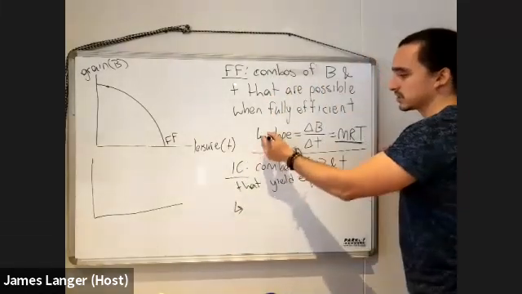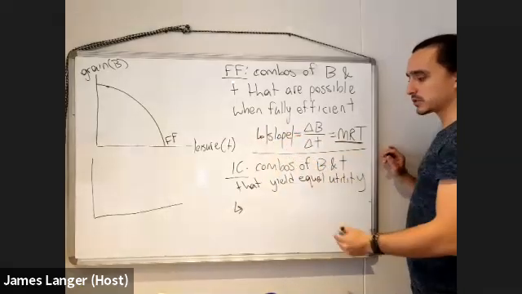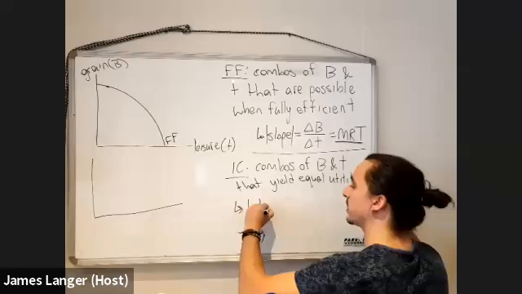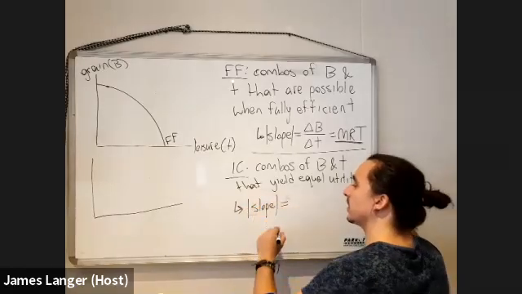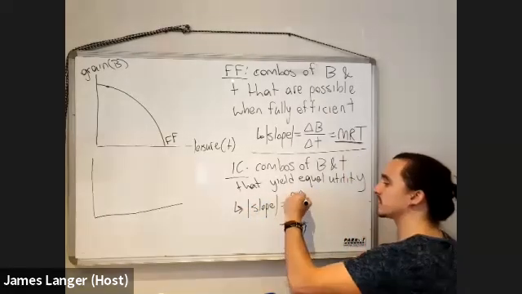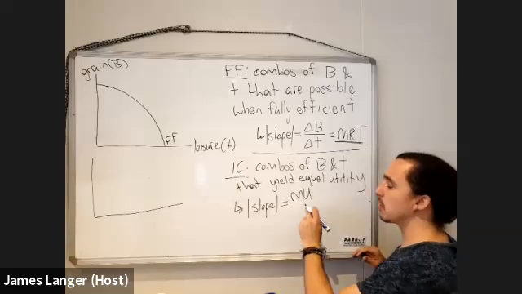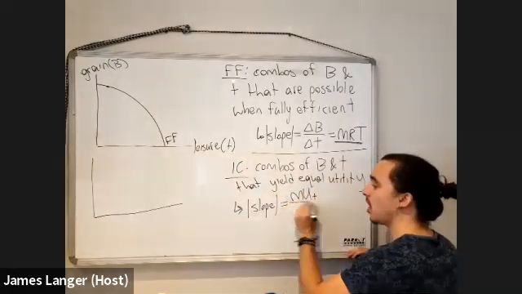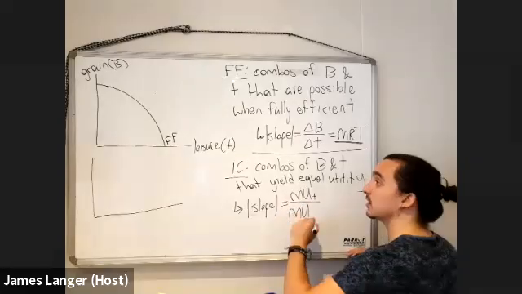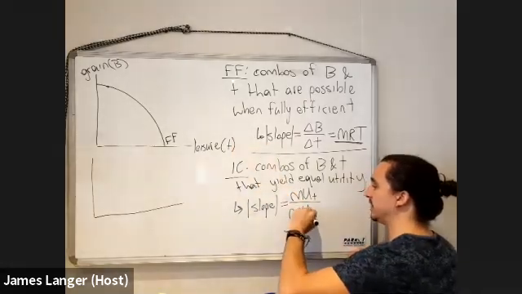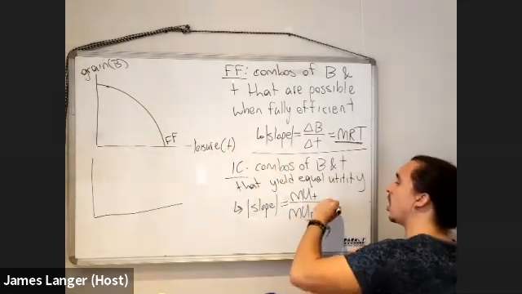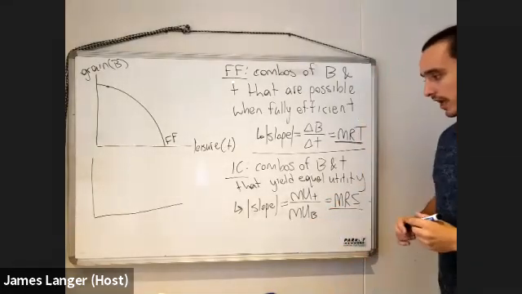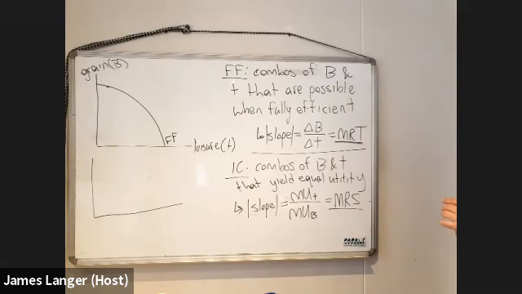Oh, and obviously, guys, sorry, I just want to note, we're dealing with the absolute values of slopes always. So the absolute value of the slope here is going to be equal to, and this is something you need to learn, the marginal utility of whatever's on the x-axis, T, over the marginal utility of whatever's on the y-axis, B. And that is equal to the marginal rate of transformation. That is my marginal rate of transformation.